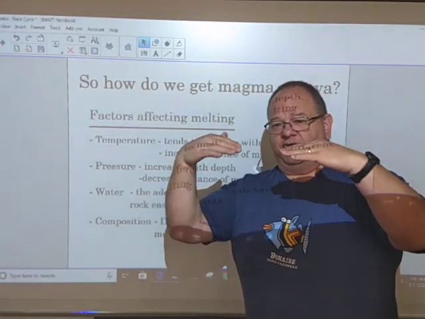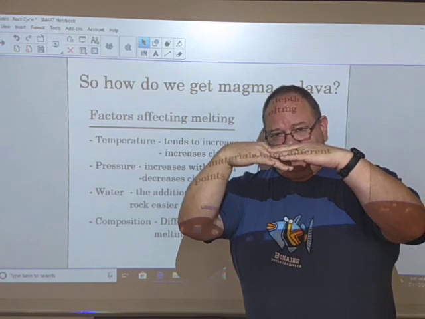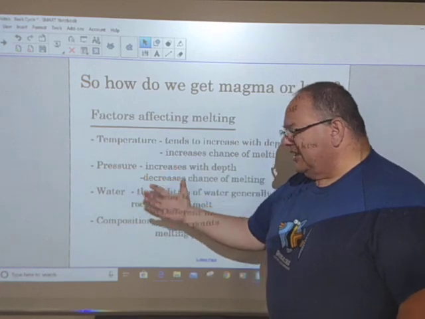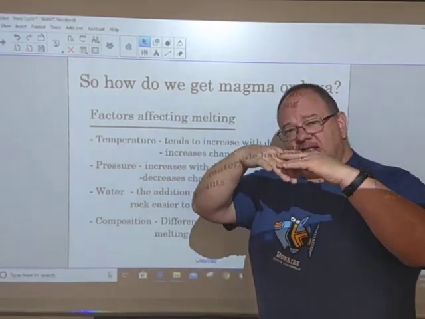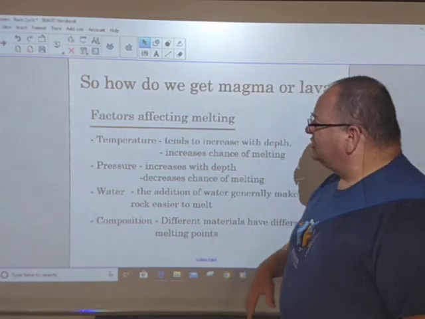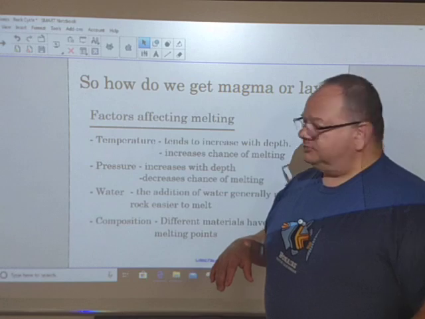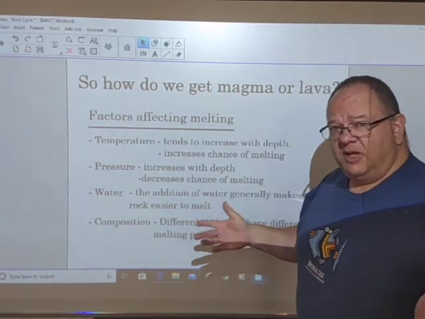We talked about at convergent boundaries where when one plate is subducting underneath another, it drags along with it water and sediments, changing the overall composition, and that stuff melts easier. So these are all factors. I would want you to be able to repeat to me what are some factors that affect melting.